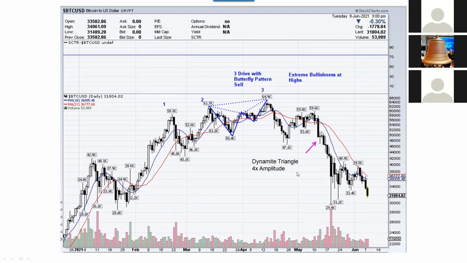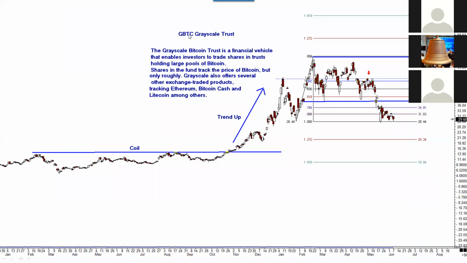I think, go to the next chart. I had used the Grayscale Trust. A trust is a financial vehicle for traders to trade in Bitcoin. I had used this chart, but I think we're going to get closer down to this 127 extension before it gets a bounce. And I think it's going to be a bounce. It has to go through a process now to get back up into new highs. And that might take quite a while.